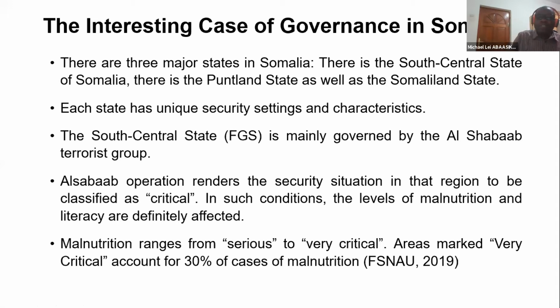Al-Shabaab renders the country's security in that region very critical, and where security is very critical because of conflict, also levels of malnutrition are high. So therefore, when you classify these regions into three, you will find that the federal government region, which is the South Central, has more level of malnutrition, which goes to critical level compared to Somaliland and Puntland. The malnutrition, of course, ranges from serious to very critical level, as I have said. And the critical level accounts for about 30% of the malnutrition cases in the country.